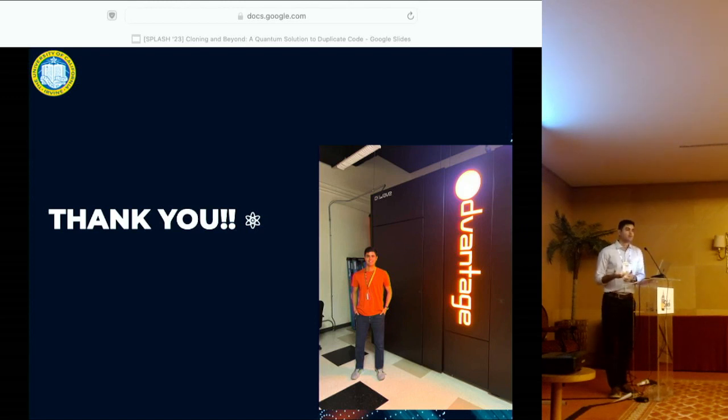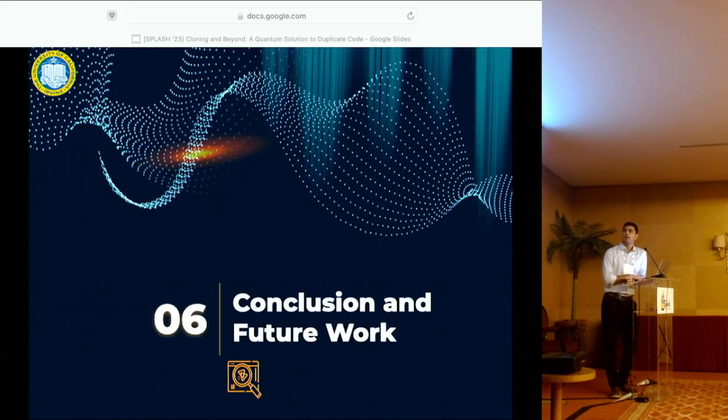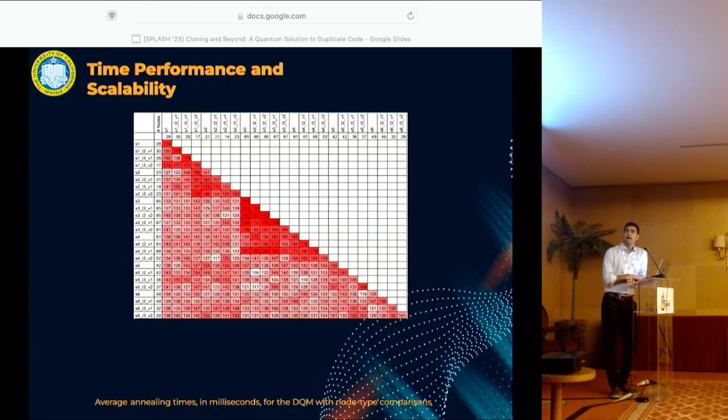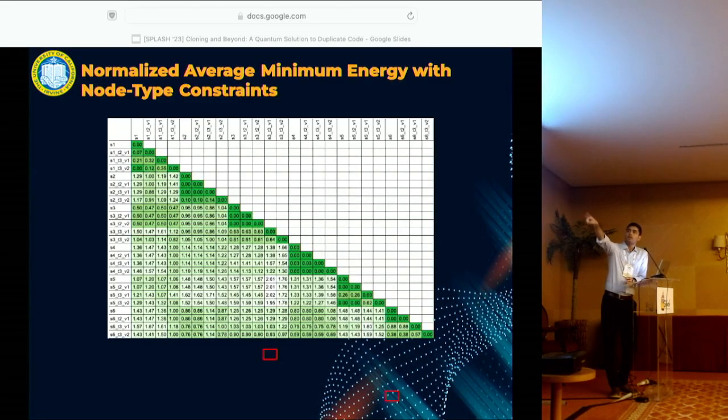So that's the thing about quantum. It is not deterministic, it is probabilistic, but you can increase the probability of going to a certain solution by setting the right constraints. So that's exactly what we did. We increased the probability by adding the node type constraints to make it go to a global minima.